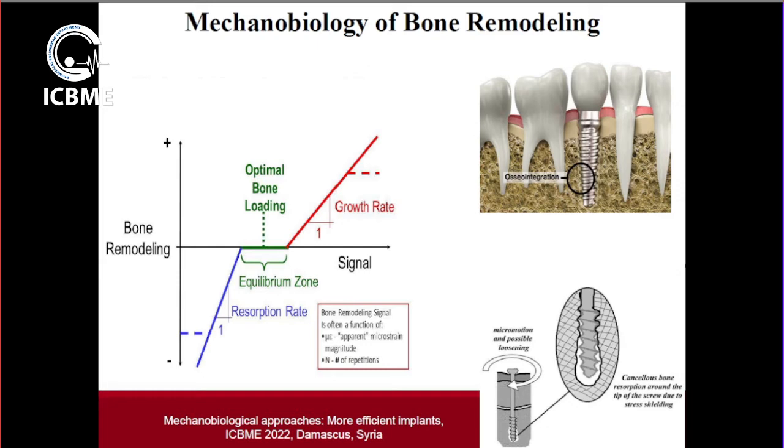On the left-hand side, if the mechanical stimuli is within the equilibrium zone, then there is no net gain or loss of bone. It's beautiful, right? But if the strain or stress is greater than the upper limit of the threshold or equilibrium zone, you will gain bone, new bony material. So your bone will get stronger. And if the stimulus is less than the lower limit, you will lose bone.